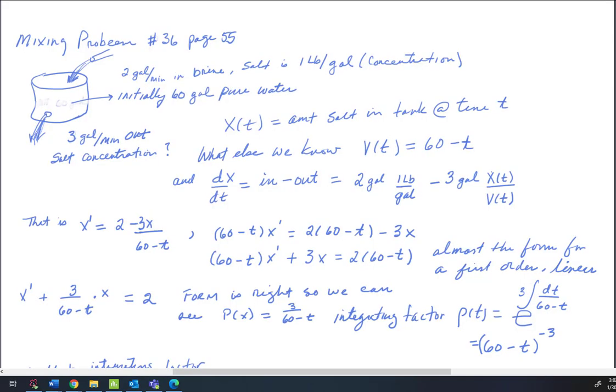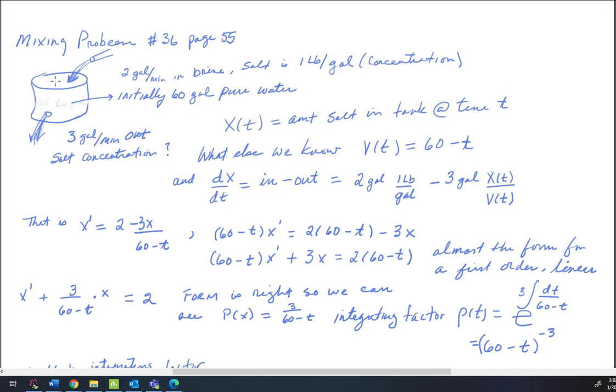Hello again. I want to work for you a mixing problem, continuing the work that we did on Wednesday when we did our Zoom session together. This is a problem from the textbook. It's problem number 36, which is found on page 55.